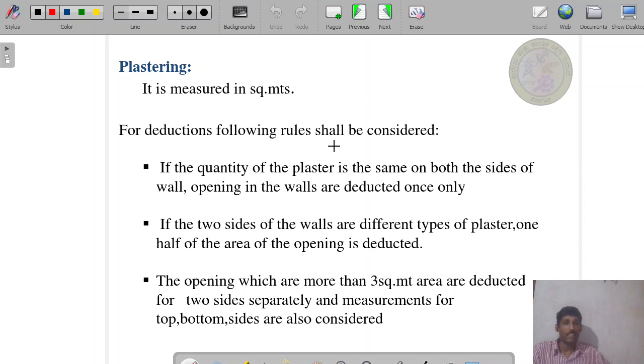Now plastering. Now what I told, the plastering, how it is to be measured. Plastering is always measured in meter square. For example, ಒಂದು ರೂಮ್ 10 into 5 ಇದೆ ರೂಮ್ ಡೈಮೆನ್ಷನ್. ಹೈಟ್ ಎಷ್ಟಿದೆ? ಹೈಟ್ 3 ಮೀಟರ್ ಇದೆ.